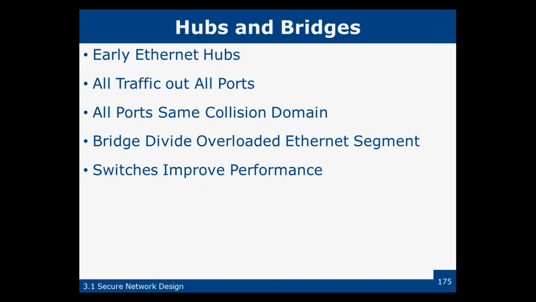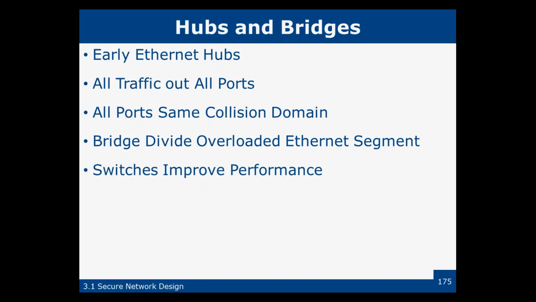All the ports were in the same collision domain, so if we started getting a number of machines on a network, collisions would increase, and increased collisions would slow down the traffic, all those things that we really love to hate about networking. The bridge divided overloaded Ethernet segments. What it did was only send traffic to the other side of the bridge if it went to a device on that side of the bridge.